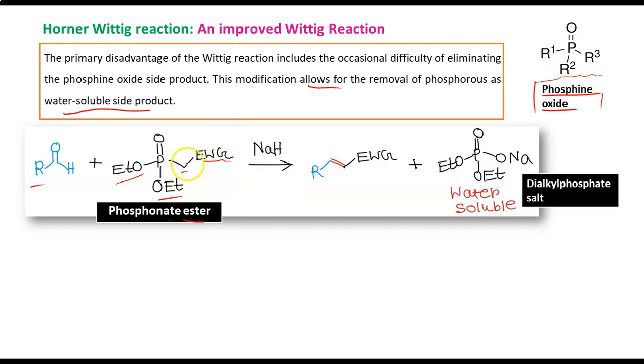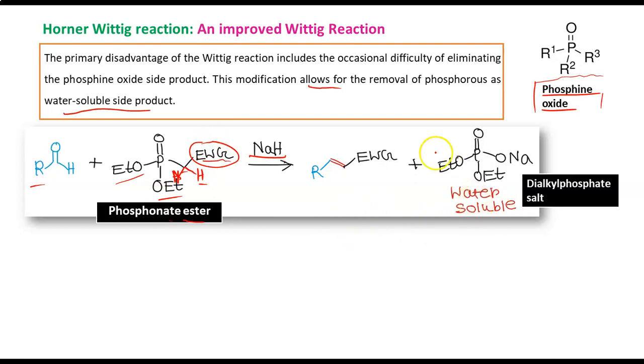Why is it necessary? Because we want these two hydrogens to be acidic in nature. Ultimately we are using a base, sodium hydride, which is a very strong base, and it will remove this proton and generate a carbanion. Remember, in the case of the ylide, we already have a negative charge on carbon. But here we generate this negative charge in the medium with the help of a strong base. That is why the electron withdrawing group must be present, because if it is present, the carbanion will be very stable.